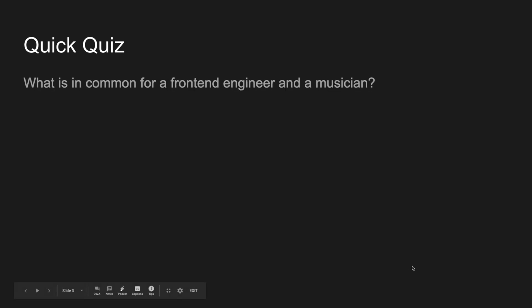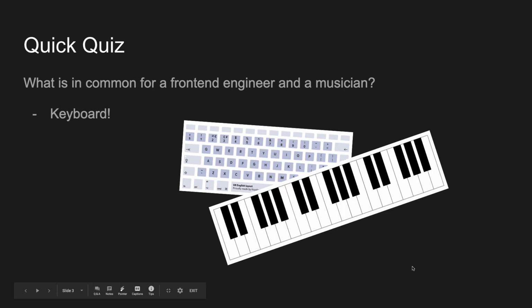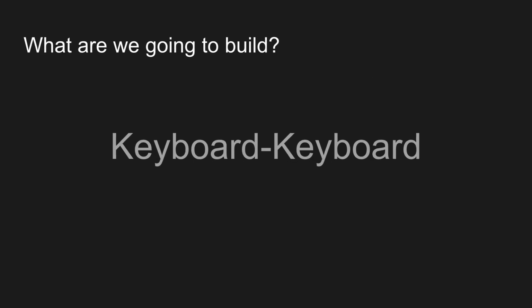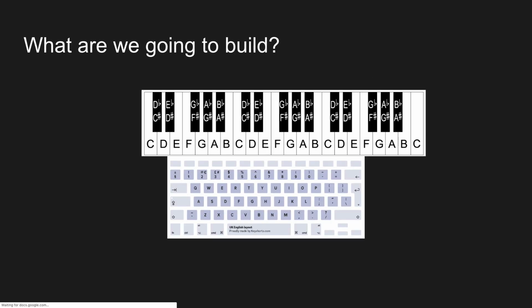Any musicians? Yeah, nice. And today, here's a quick quiz for you guys. What would be the common thing of a front-end engineer and a musician? What do they have in common? Keyboard, yes, correct. So what we're going to build today is a keyboard. The idea is to map each key on our computer keyboard into some piano key.